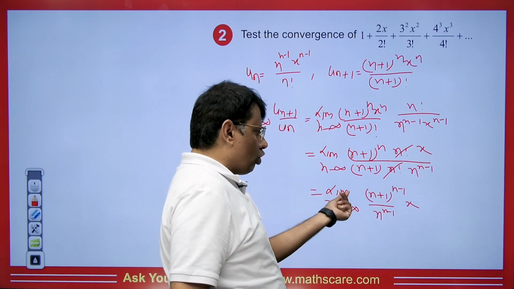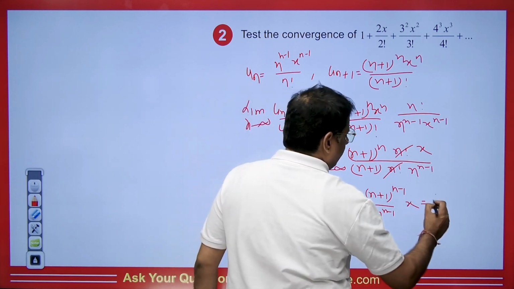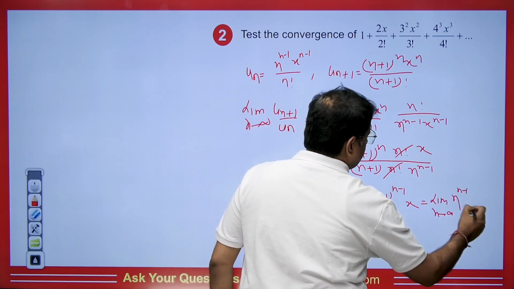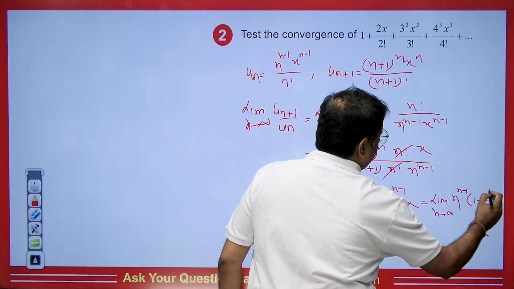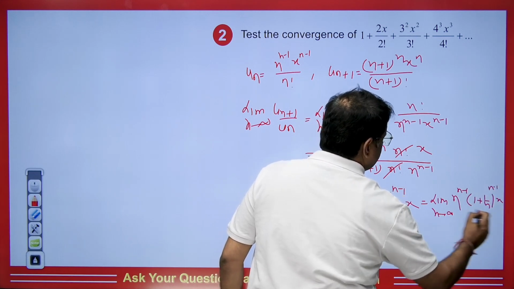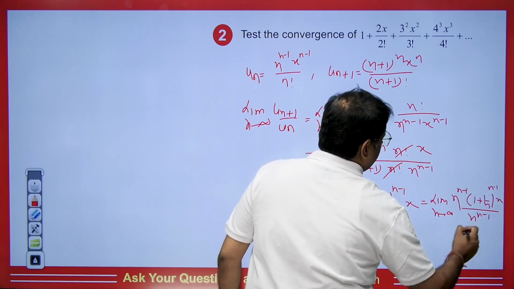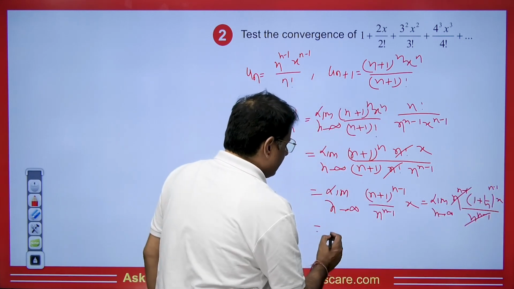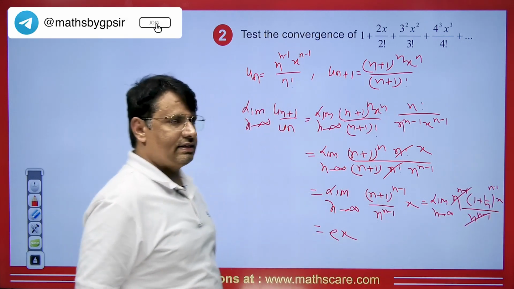What should be our next step? We will take this n in common. Once we do that, we will get limit n tends to infinity. This will come as n power n minus 1 into 1 plus 1 by n power n minus 1 into x, divided by n power n minus 1. This term cancels this term. We know the value of this is e and this will be x. Therefore, we get the value of this as ex.